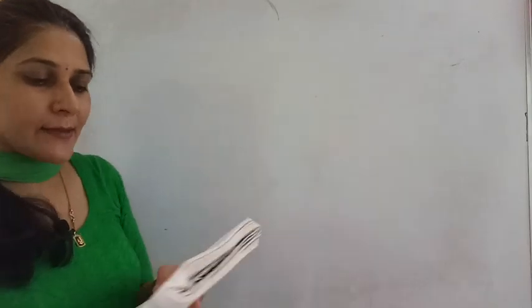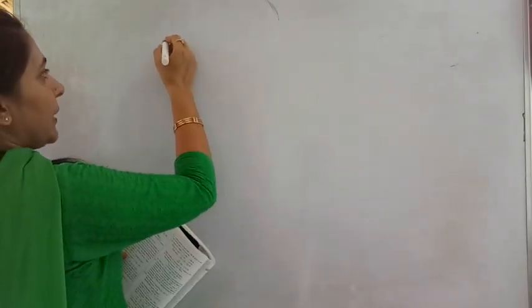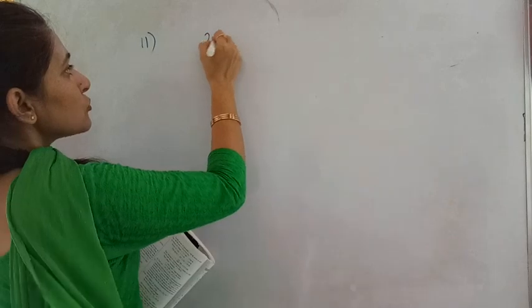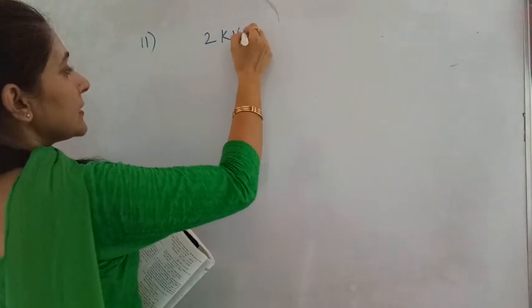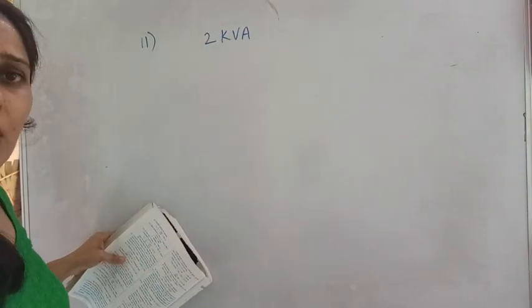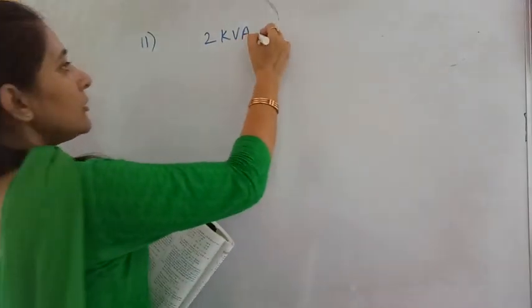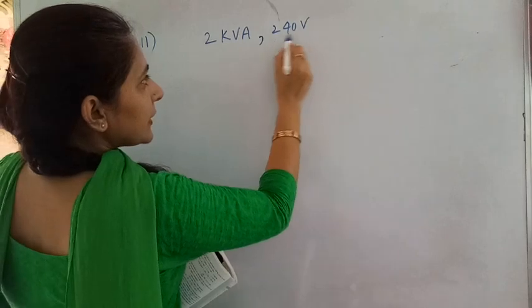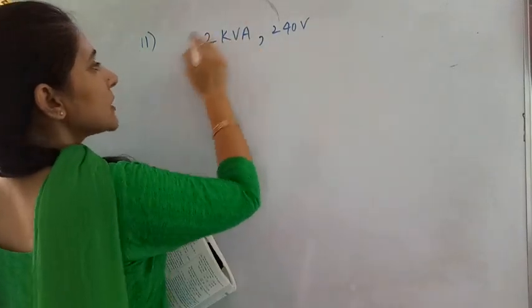A geyser has a rating of 2 kilovolt ampere. This is the 11th one. A geyser has a power rating of 2 kilovolt ampere. This is the rating they have given. It is not given in kilowatt, it is given in volt ampere. And 240 volt means when the geyser is working at 240 volt, it consumes this much power.